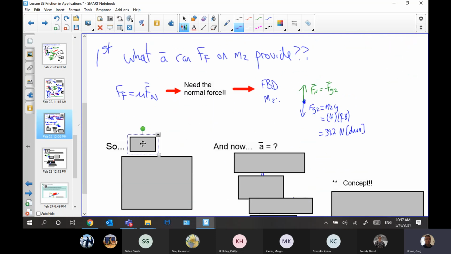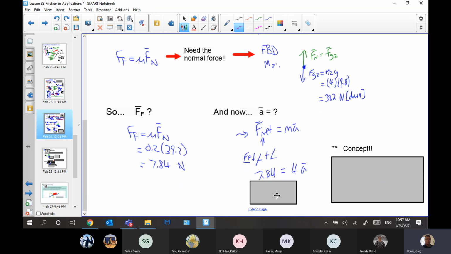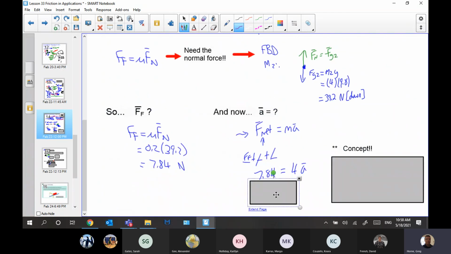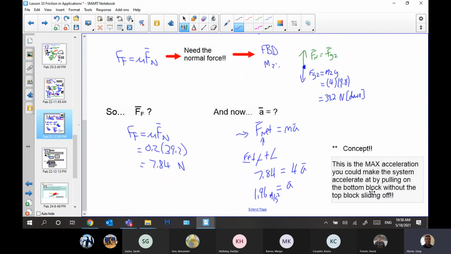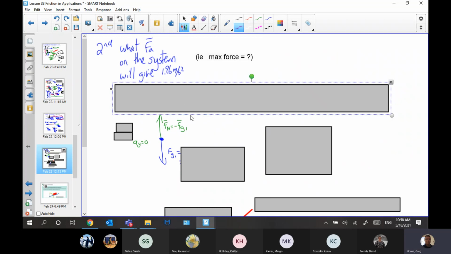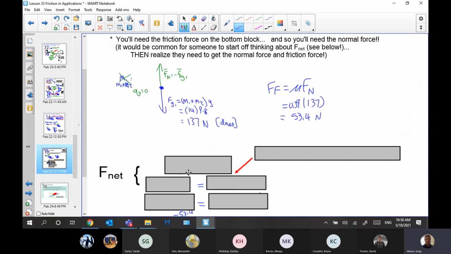So you just have to make sure you can do that. There's that friction force, and there's the acceleration of the 4 kilogram block on the top. And we're saying it accelerates at 1.96, right? So the concept is that's the max acceleration of the system. So you set that true and figure out what your value is. That gives you an idea of this question.